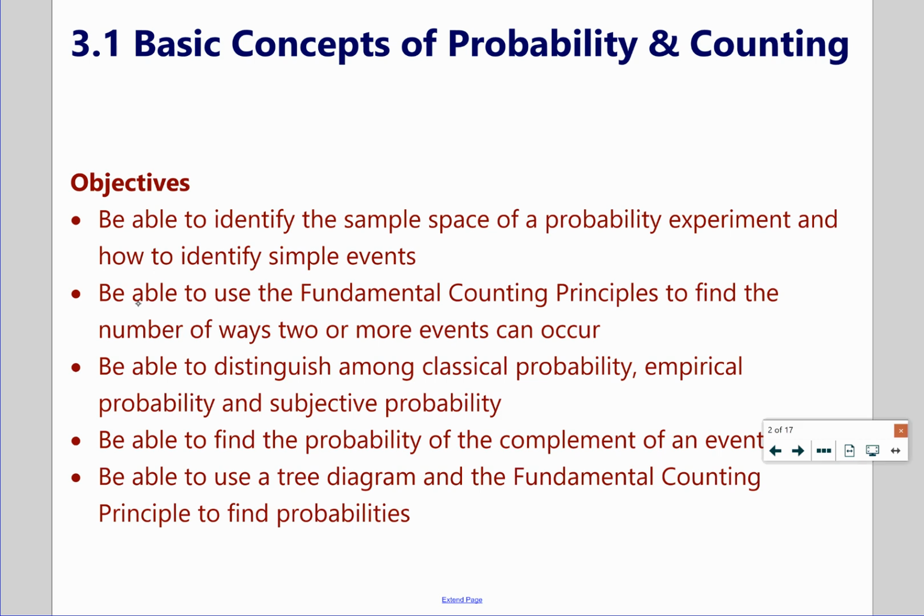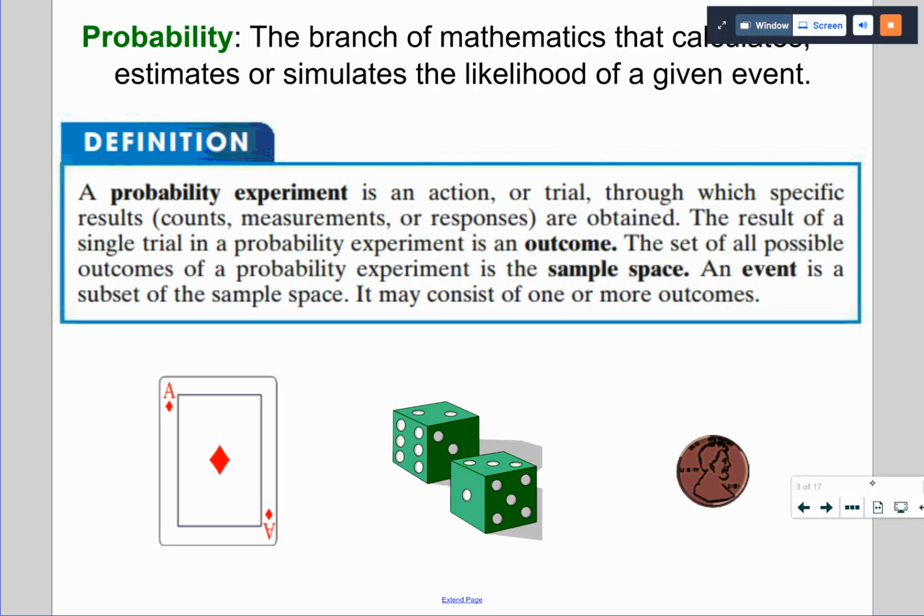All right, probability. Okay, so you don't have to write anything on this slide down. We'll give you examples of each of these things on your next slide in a second. So probability, you guys did probably basic probability in previous math classes. It calculates, estimates, or simulates the likelihood of a given event of happening. Okay, so it's our chances of a certain event happening.